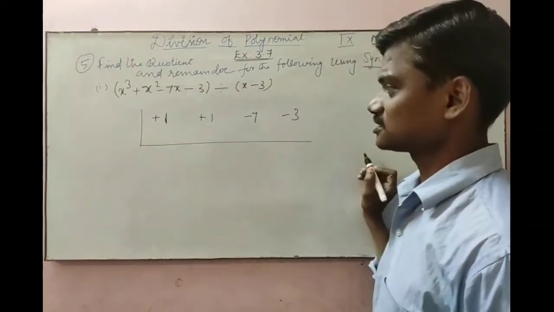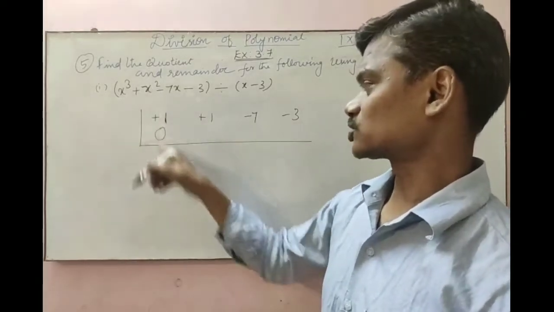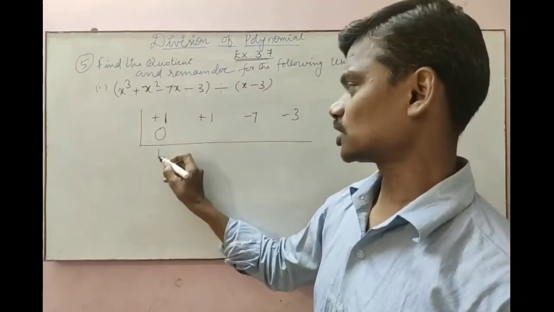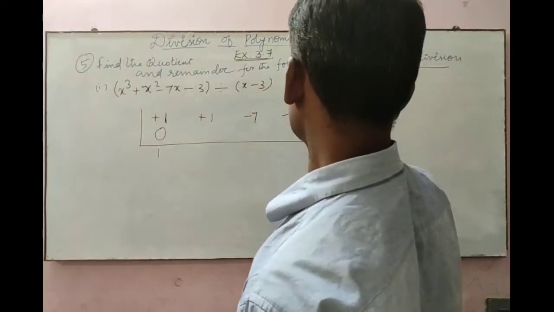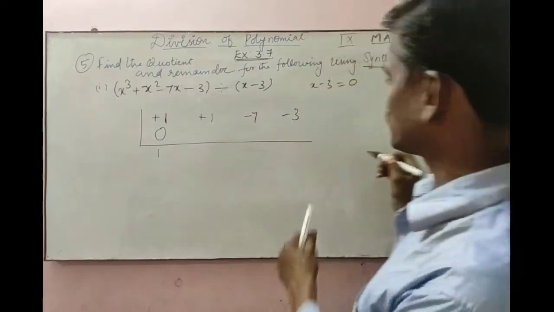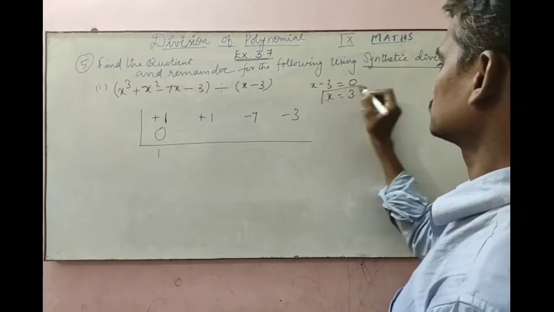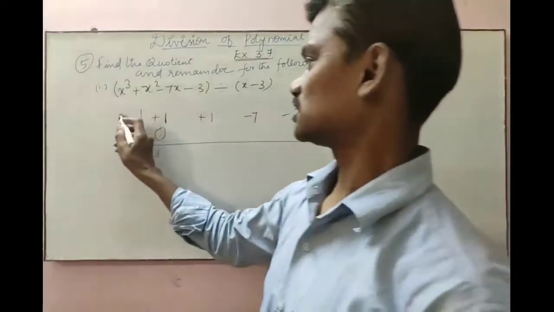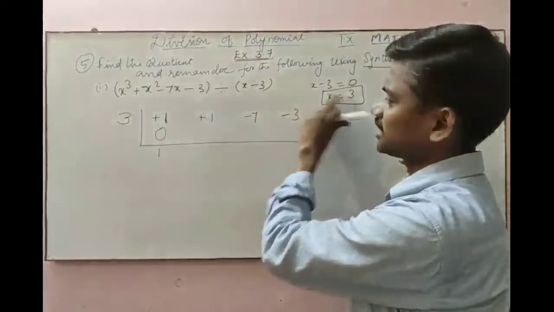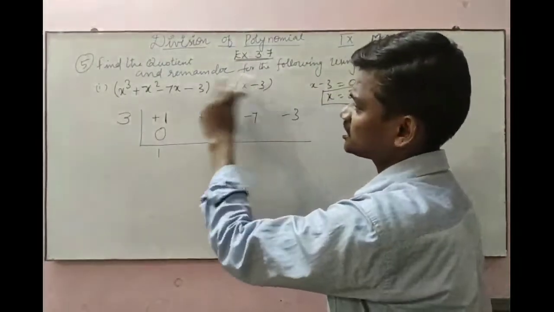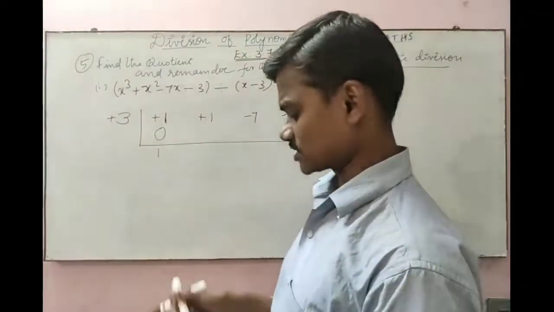Draw the lines like this. For the first term you have to put 0 here and add those two. 1 plus 0 gives 1. Then, what is the divisor here? x minus 3. You have to find the zero of this. x minus 3 equal to 0, so x is equal to 3. So take this value 3, just write the number plus 3. If you have x minus 3, write this as plus 3. If you have x plus 3, write this as minus 3. Here plus 3.